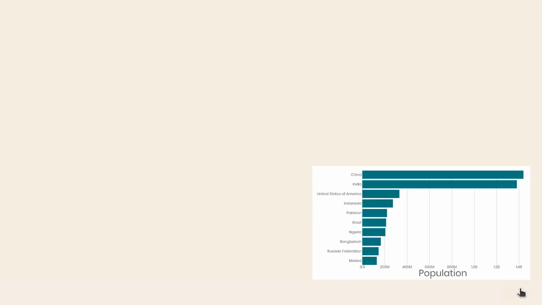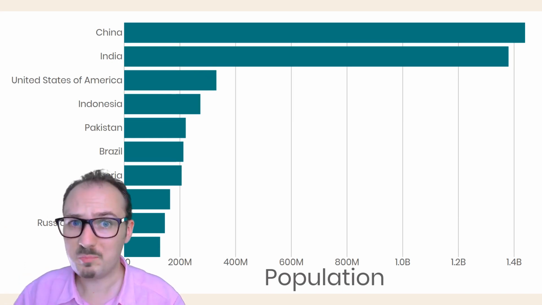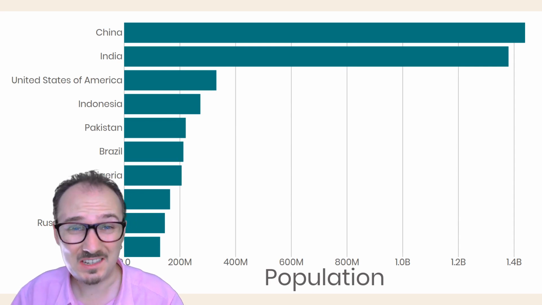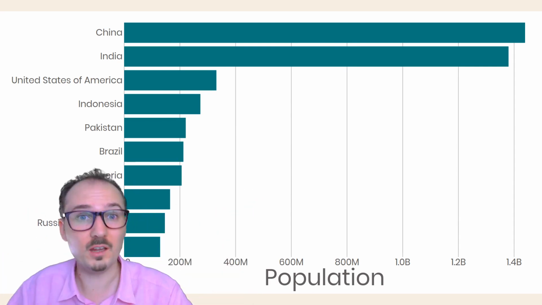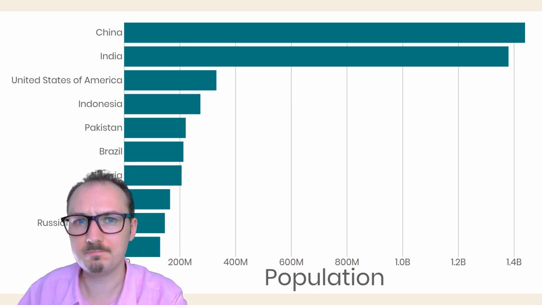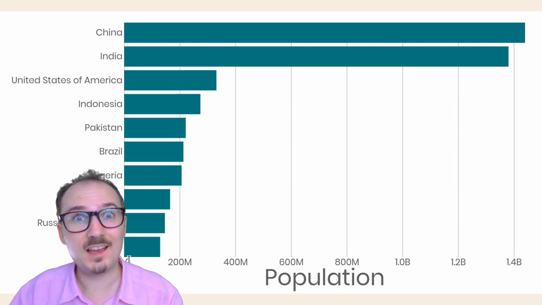So I can go back to my narrative and say, China has population 1.4 billion, India has a population of around 1.4 billion, and the US has a population of around 330 million. Really puts things in perspective, doesn't it? I mean, China and India are so much bigger than all the other countries. Pretty wild. But anyway, that's all for stylized bar chart.